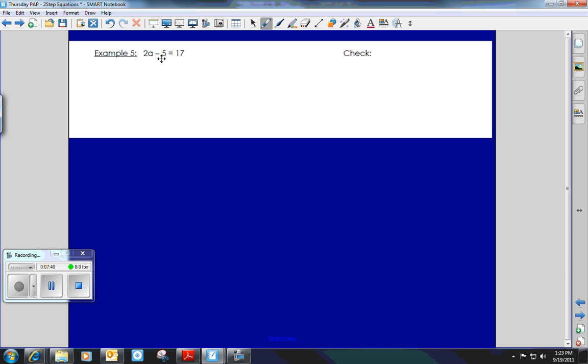So what I'm going to do is get rid of this minus 5 or negative 5. You can think of it either way. And to do that, I'm going to add 5 to both sides. Okay, so that's your first step, to add 5 to both sides. I want you to go ahead and finish example 5 and do the check, and then also do example 6. And we'll talk about this some more in class tomorrow.